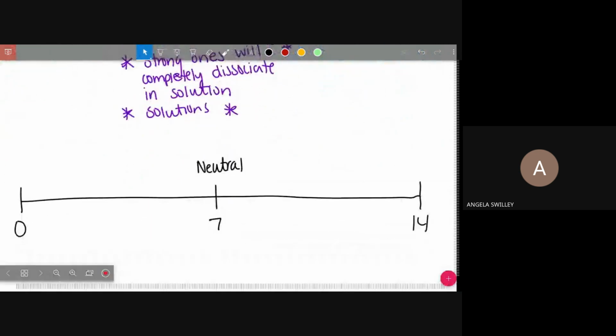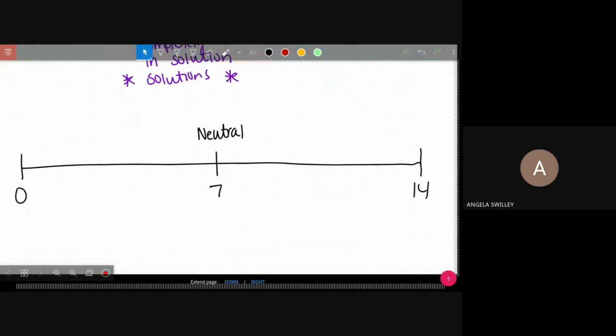So now let's look at this pH scale. Which side are our acids on? Left. And so that means on the other side is where we have our bases.